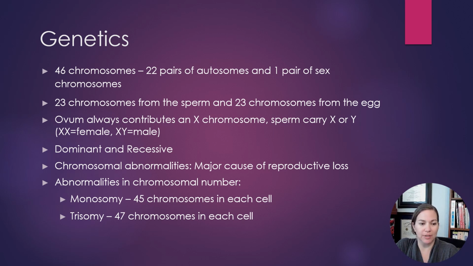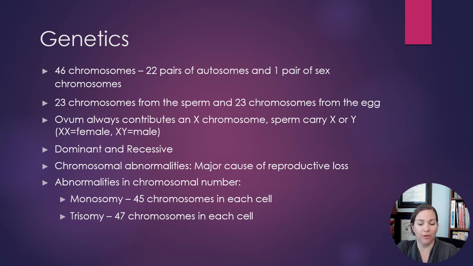We're going to cover dominant and recessive traits here in the next few slides, as well as some of the chromosomal abnormalities. If there's an error in the joining of the egg and sperm and the matching of the chromosomes, this can cause chromosomal abnormalities, and this is a major cause of reproductive loss. So many of our early miscarriages are because of chromosomal abnormalities, and the body realizes that whatever the error is, it is not compatible with life, and the mother miscarries.